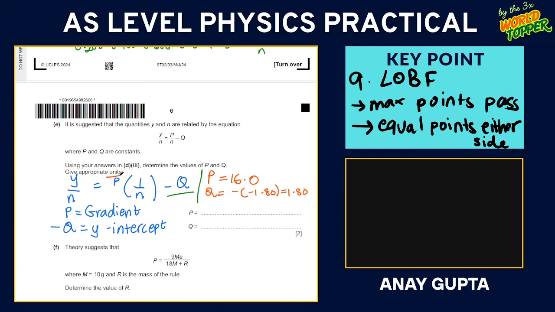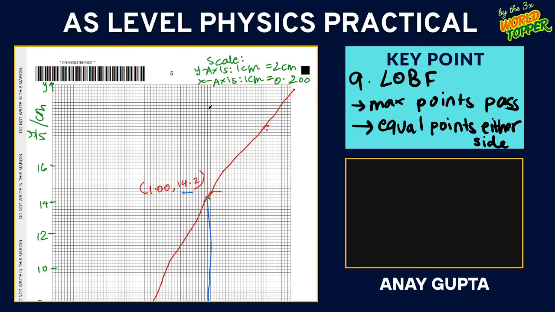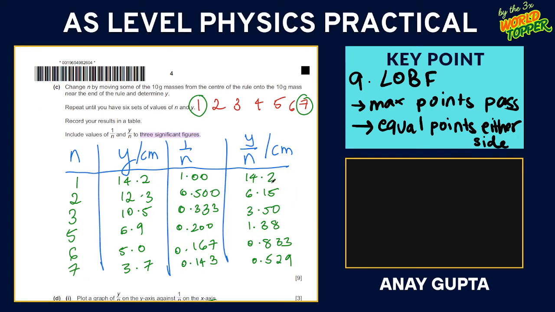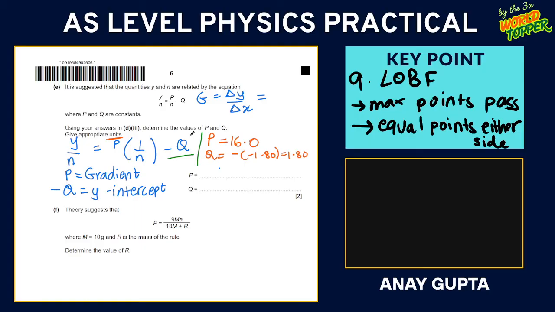Now the catch here is appropriate units. How will I find out the units here? Gradient is equal to delta y by delta x. What is y? y is y by n. If you look at our table over here, y by n has the units of centimeter, whereas 1 by n has no units. So it is centimeter upon no units, so it is just centimeter. So the gradient has the unit of centimeters. So p is 16.0 centimeters.